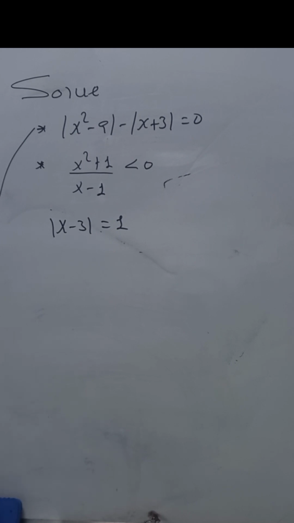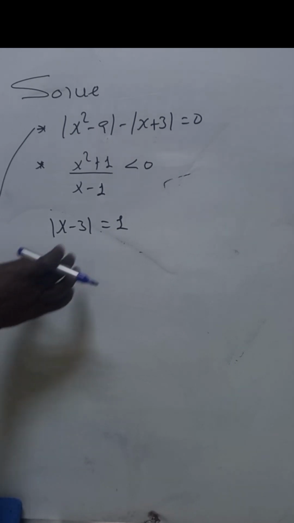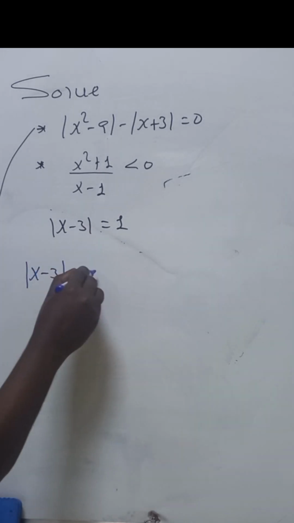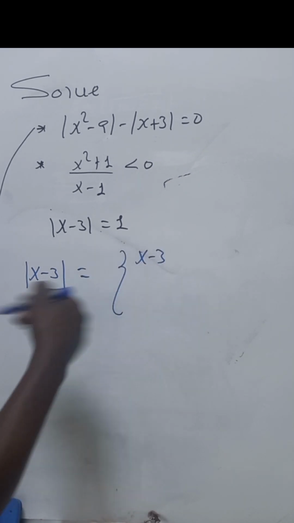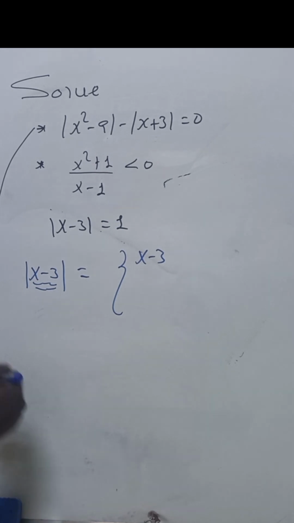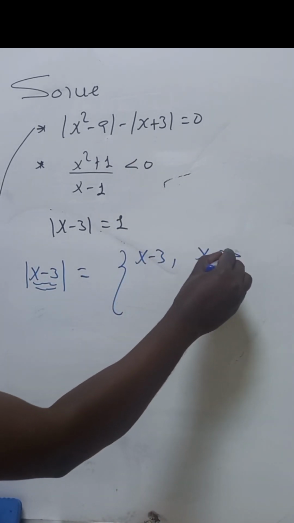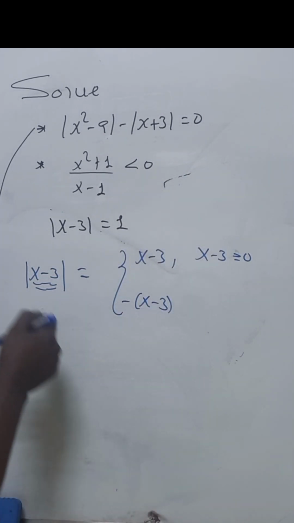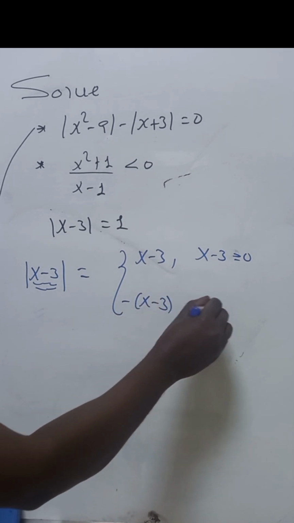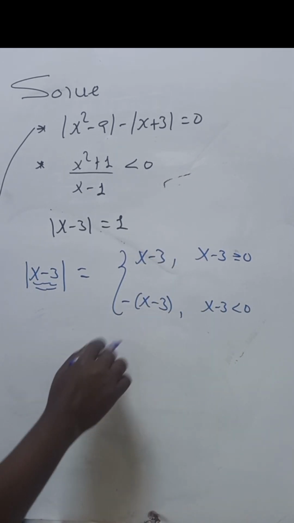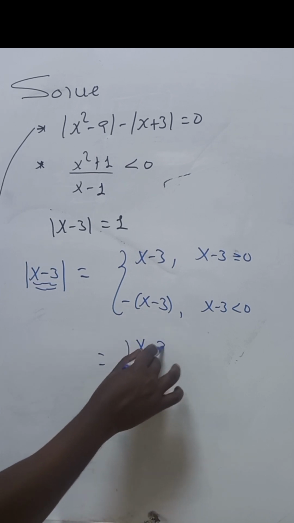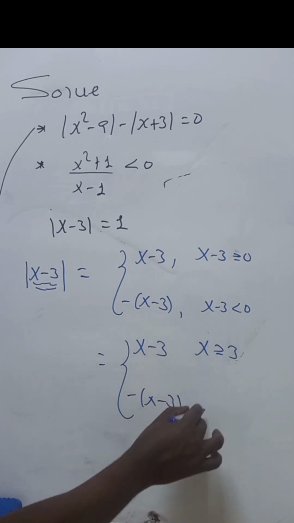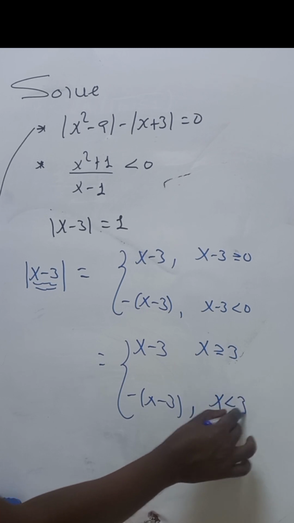In order to apply the two algebraic cases, first of all, we need to define what this means. The modulus of x minus 3 is defined as x minus 3, which is possible if this value is positive or 0, and minus of x minus 3 if x minus 3 is negative. So when we simplify this formula, we have x minus 3 for x greater than or equal to 3, and minus of x minus 3 for x less than 3.